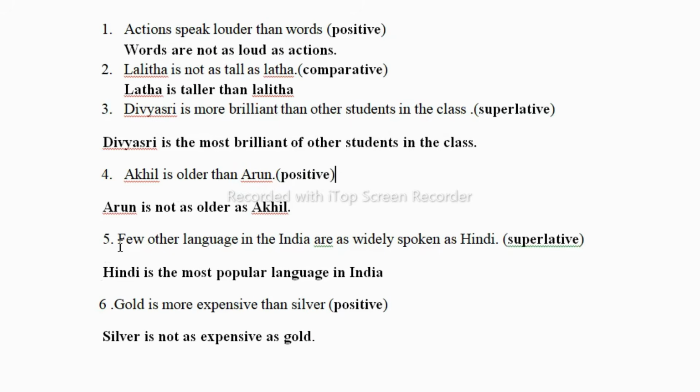Next one: few other languages in India are as widely spoken as Hindi. So here, what you need to do is this is a positive degree, change it to superlative. So Hindi is the most popular language in India. Last one: gold is more expensive than silver. Change it to positive: silver is not as expensive as gold. Meaning silver is not equal to gold. In this way, you can use the word "not" along with "as dash as". So in this dash, you need to write the positive degree.